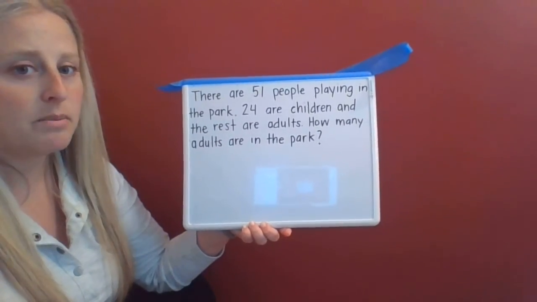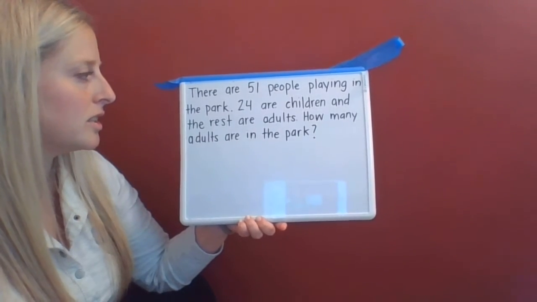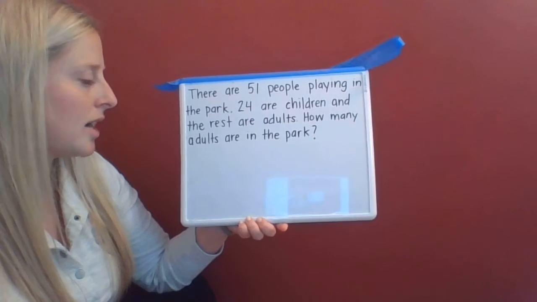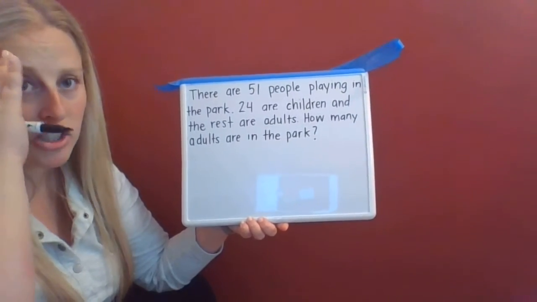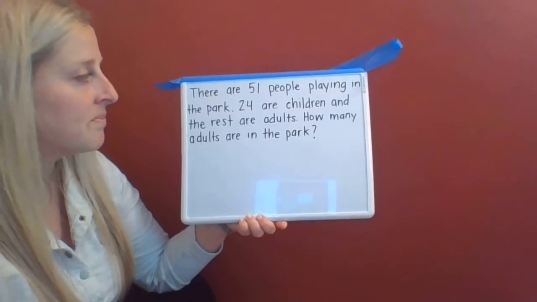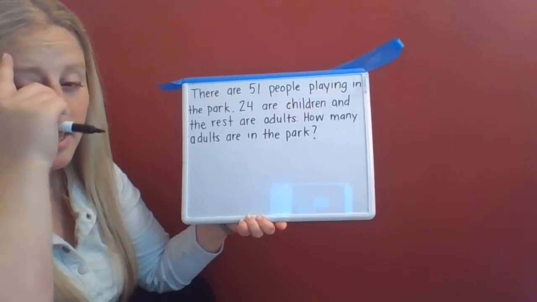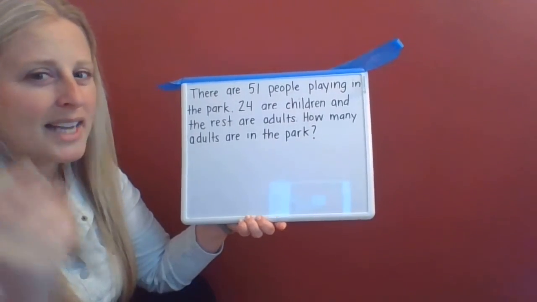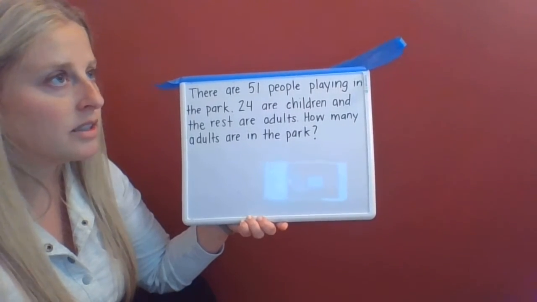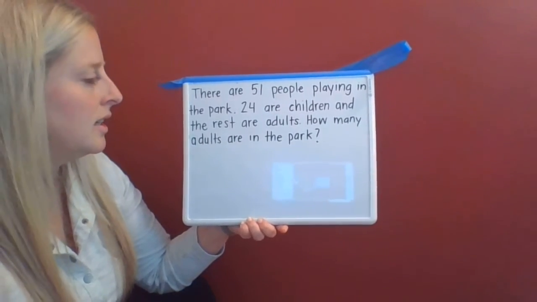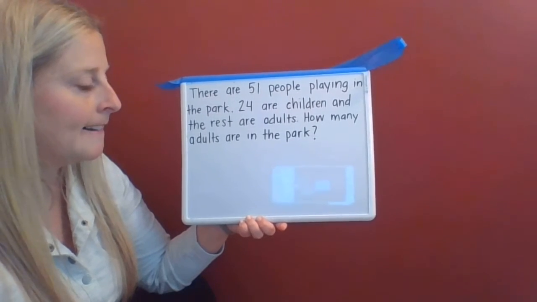There are 51 people playing in the park. 24 are children and the rest are adults. How many adults are at the park? Let's read it again. While I read it, make a picture in your mind of what's happening. There are 51 people playing in the park. Can you see them, all 51 people, doing all kinds of fun things? 24 of them are children. Now I can see those children. And the rest are adults. How many adults are in the park?